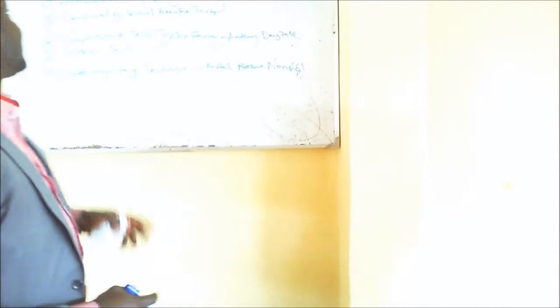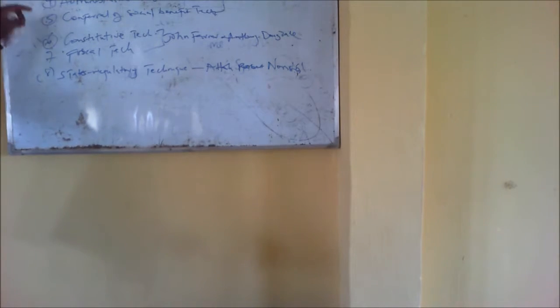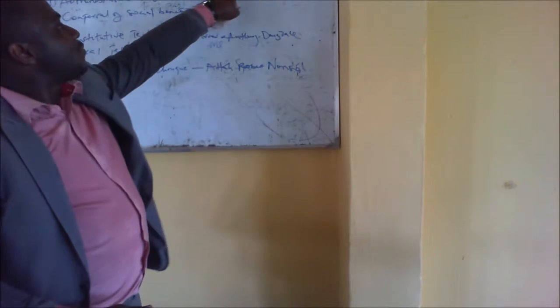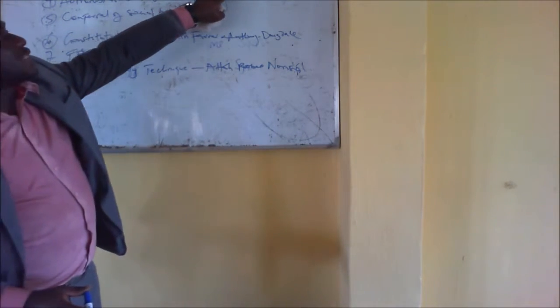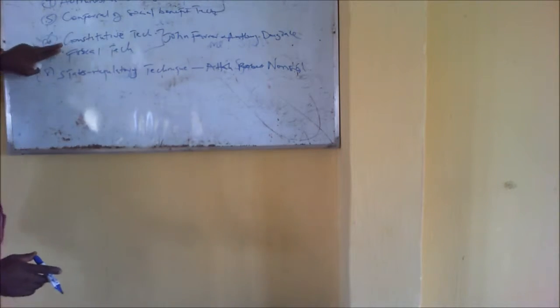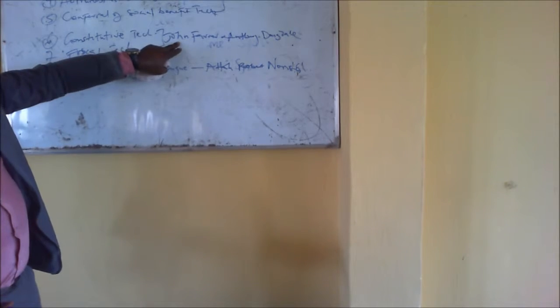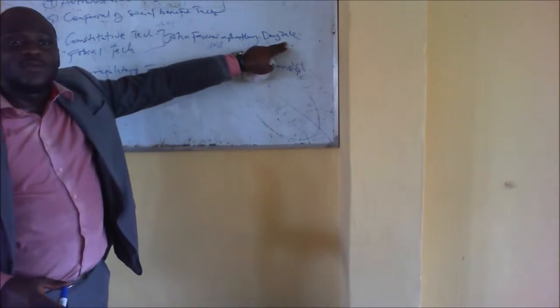All right, so these are the techniques we've already looked at. Penal technique, grievance remedial technique, private arranging technique, administrative regulatory technique, conferral of social benefit technique. Those ones were propounded by Professor Summers in his article, The Technique Elements in Law. Then constitutive technique and fiscal technique were propounded by John Farrar and Anthony Dugdale in the legal method textbook.